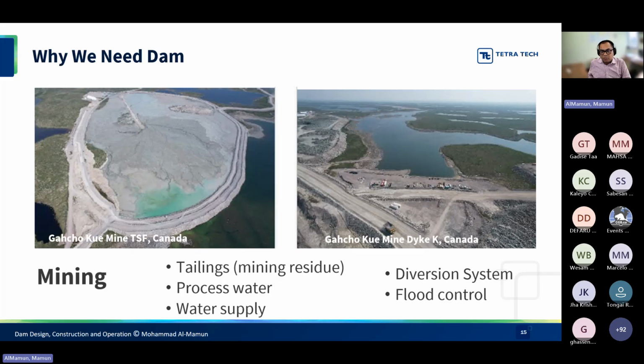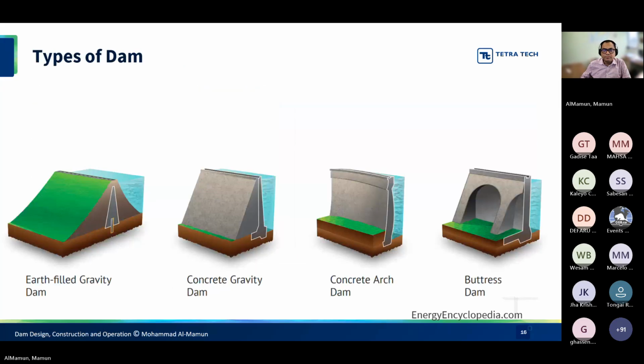For example, these two photos are of one of the sites that I'm engineer of record for in the northern part of Canada. On the left side, it's a tailings pond. It's roughly 1.2 kilometers in diameter, and then on the right side, it's a water retention dam, so that they have to create those barriers for the overall site water balance and control purposes.